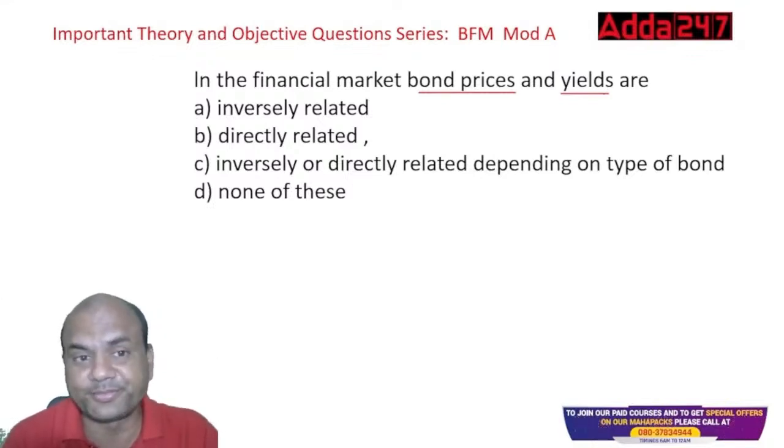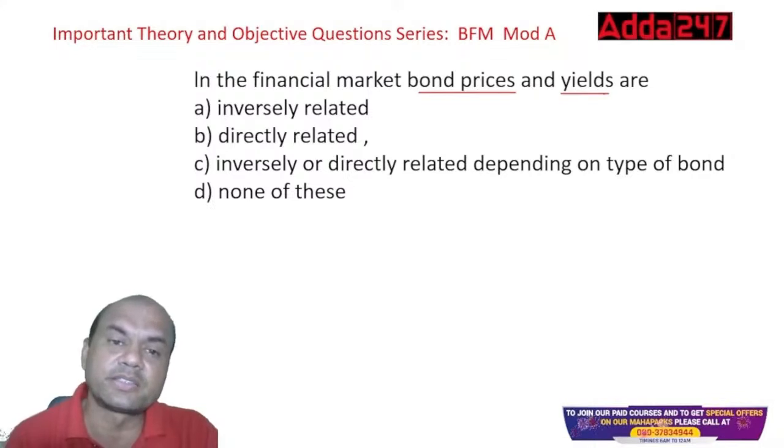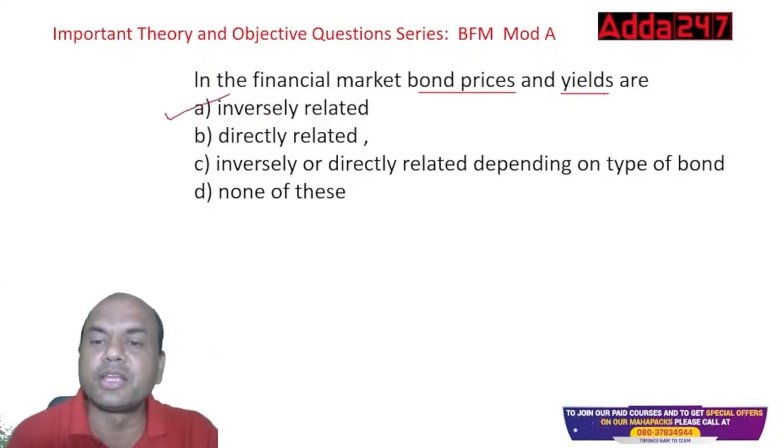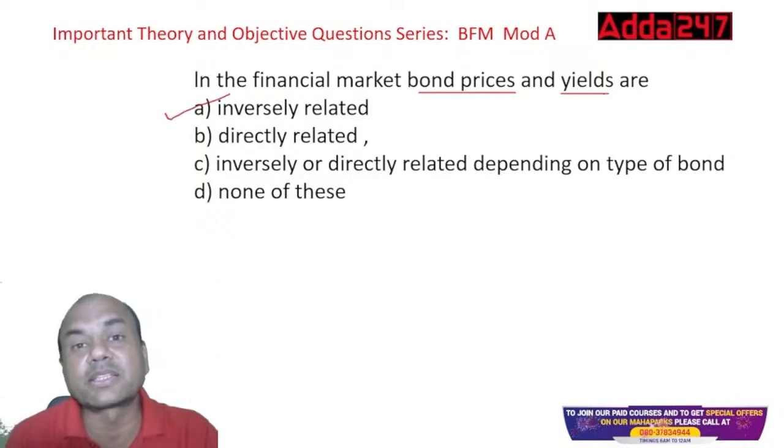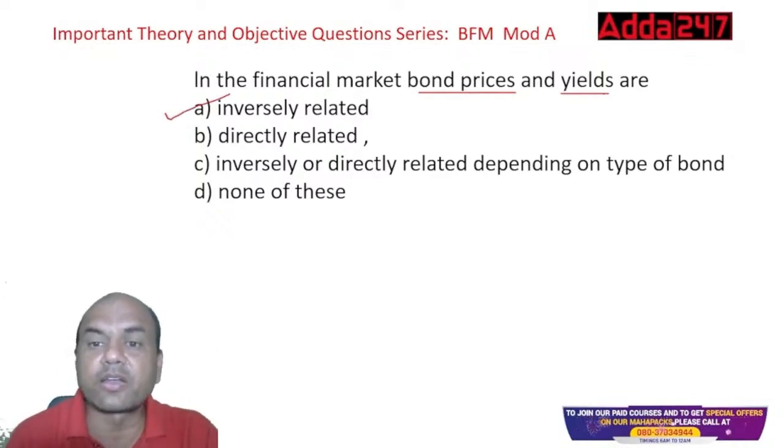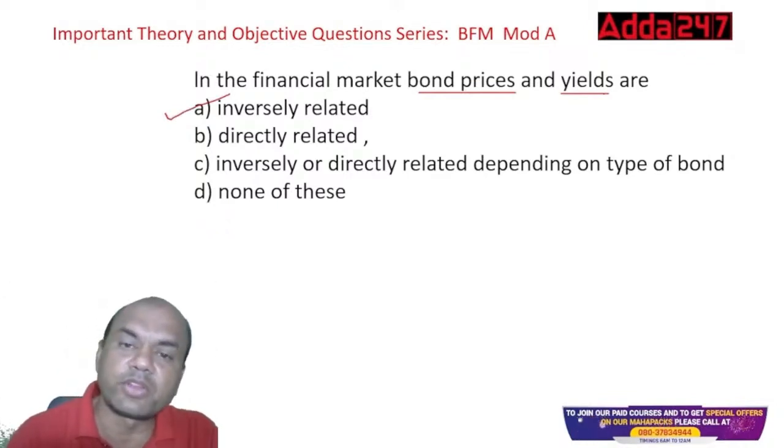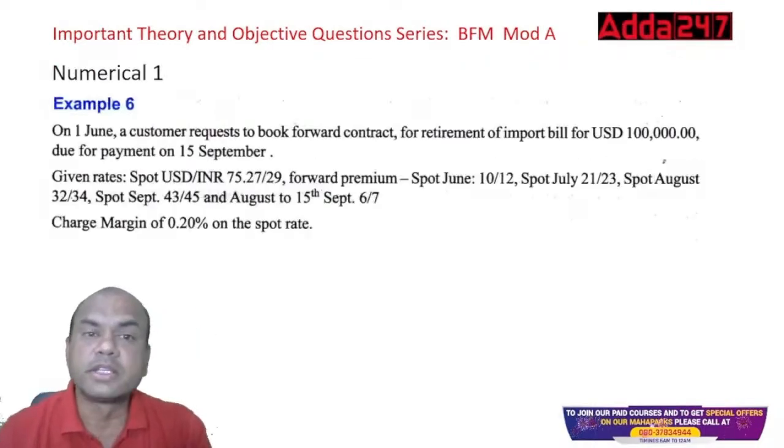Okay. Give me the answer. Yes, it is. What is the answer? Bond prices and yields move inversely, right? If the yields go up, what is yield? Yield means asking rate. If the asking rate of any bond goes up, the price of that bond will go down. See here.